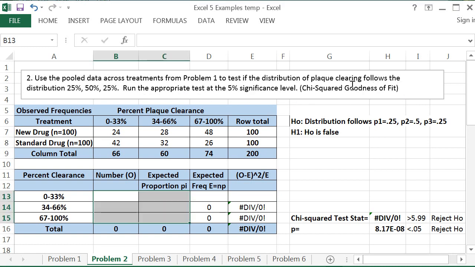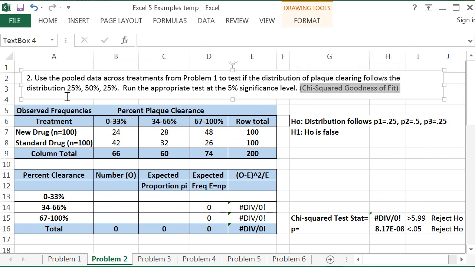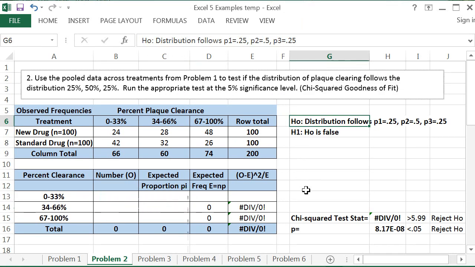So this is a chi-square goodness of fit test here, because we're testing to see if the population follows this distribution. So our null hypothesis here is going to be that the distribution does indeed follow the distribution of P1 is 25%, P2 is 50%, P3 is 25%. And then our research hypothesis is going to be that that's false. So the population does not follow that distribution, some other distribution. We don't know what it is, but it's different.